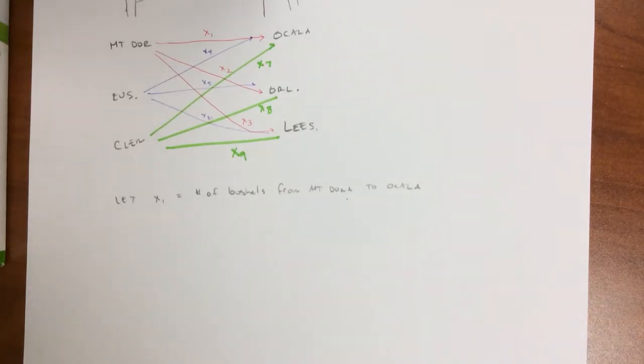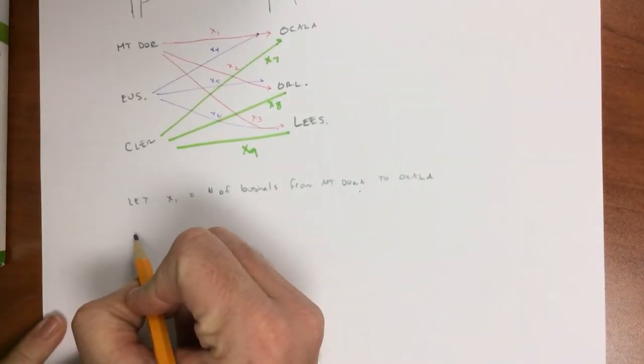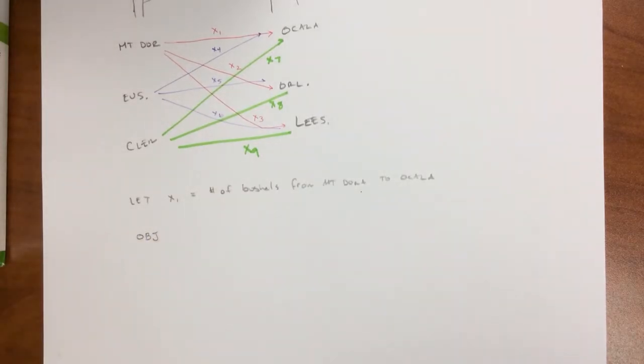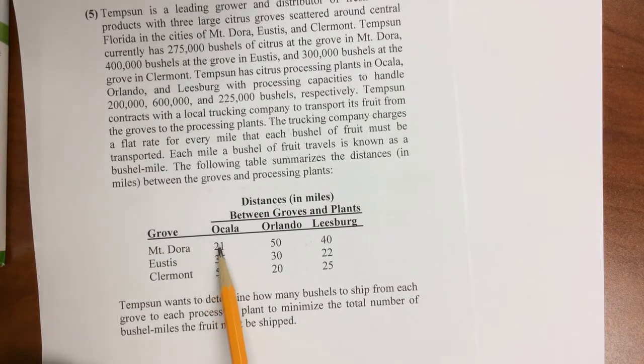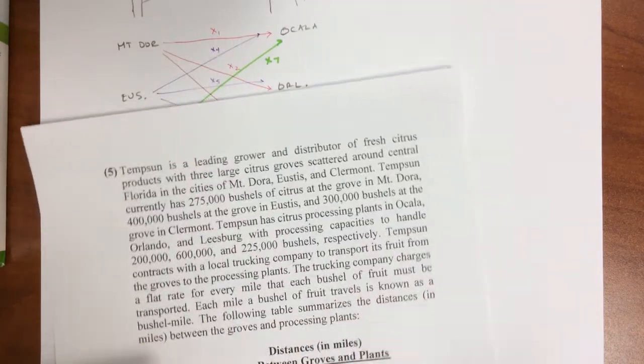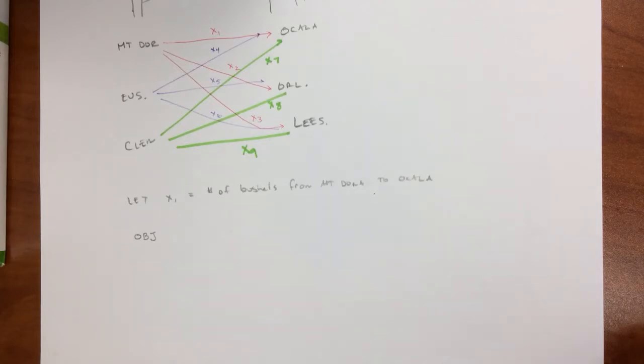What we want to do is minimize the distance between each one. So our objective is to minimize that distance. How would you write out that actual objective function? That objective function looks at the distance between each one. The distance between Mount Dora and Ocala is 21 miles. So this is going to be 21 times the number of bushels we send from Mount Dora to Ocala, which was X1.